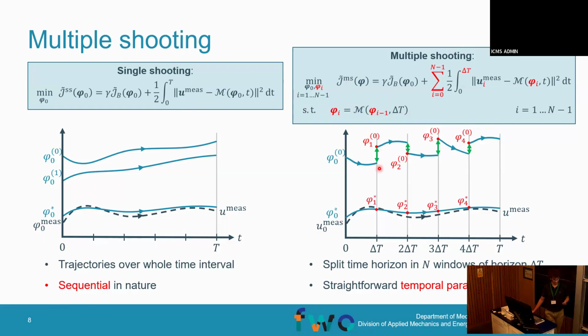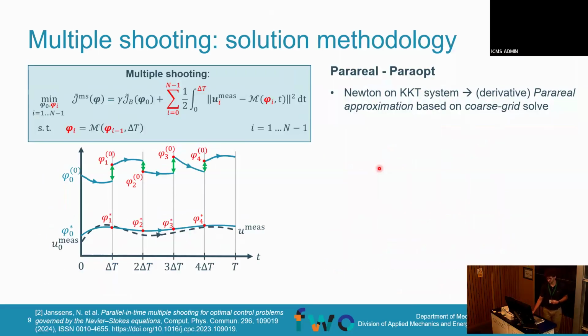It has been explained before as well, I guess. But of course, needless to say, the main advantage here is the possibility to do all the simulations in the windows parallel in time. So then the question is, how can we solve it? Well, para-opt has also been explained before, so thank you for that. But there, of course, the basic idea is to do some kind of Newton iteration on the KKT system, and then you use a coarse grid solve, so basically the parareal idea, to compute the Jacobians. So that's one way to do it.